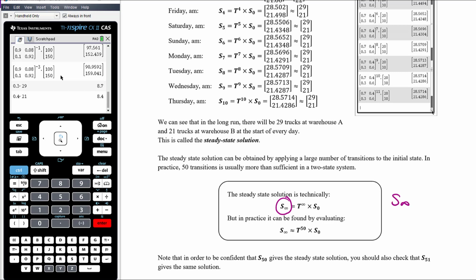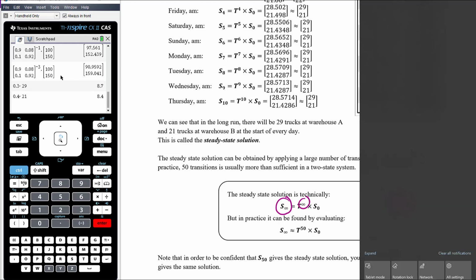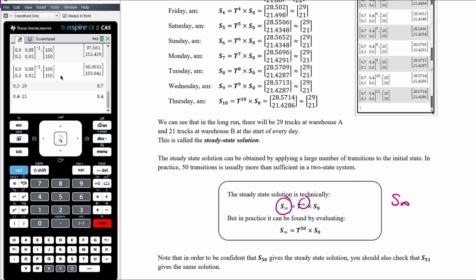But it's not practical to raise the transition matrix to the power of infinity. So in practice, we would raise it to a power of 50, and then what I would also do is raise it to a power of 51 and check that I've actually got the same solution, so that I know that I've reached the steady state.